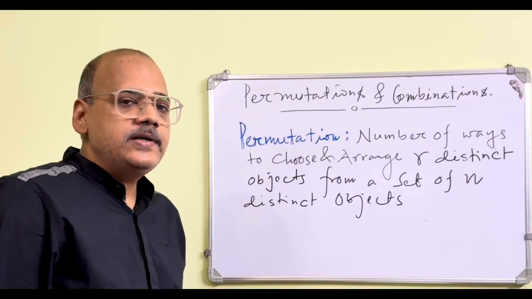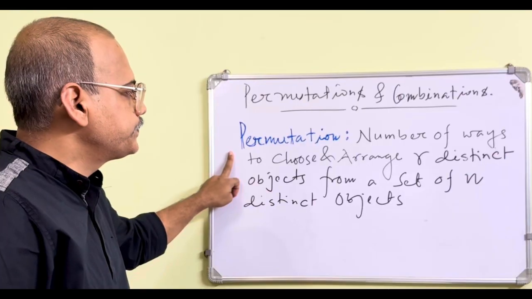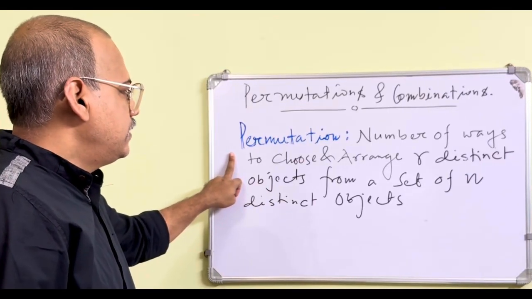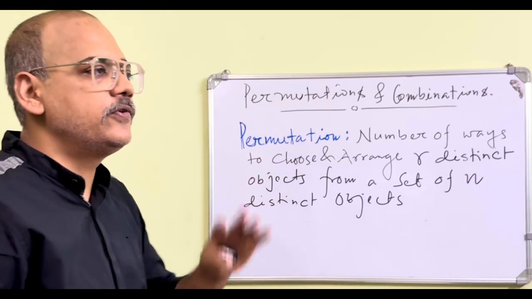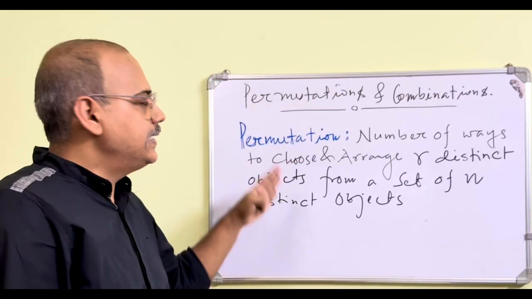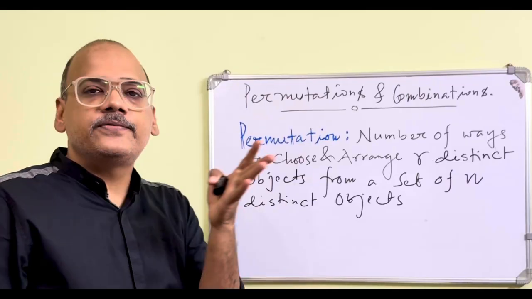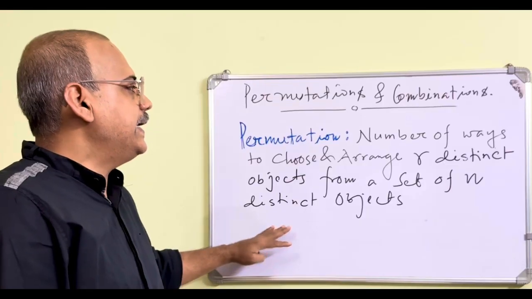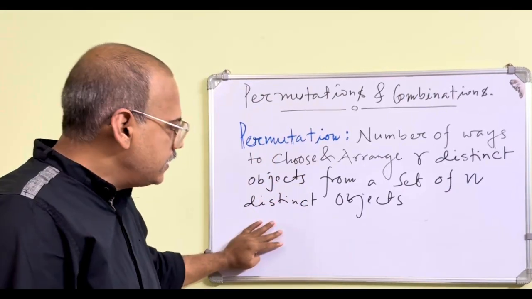Now we'll be discussing permutation. What exactly is permutation? There are very interesting applications of permutation and combination. But before we get into that, we should know what permutation is, what the formula of permutation is, and how that is derived.